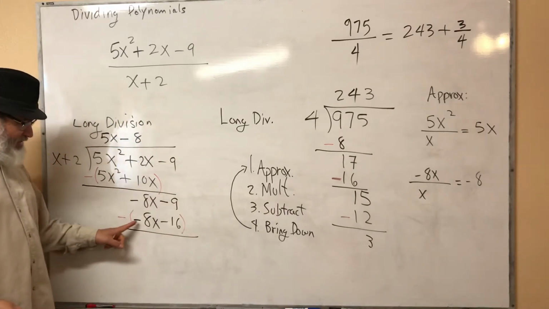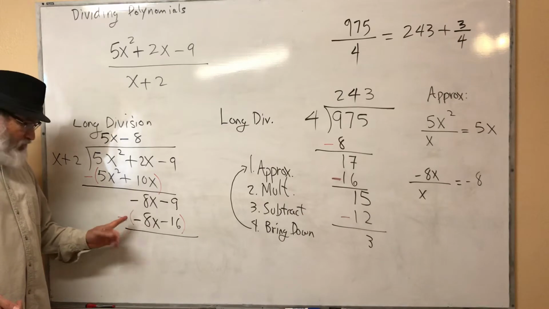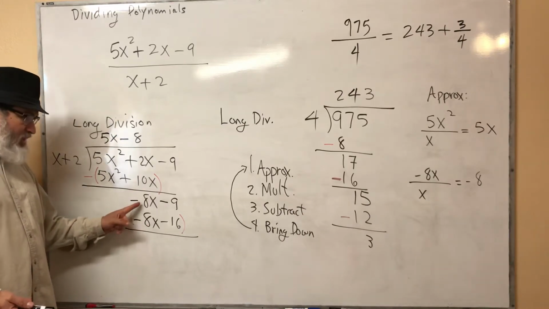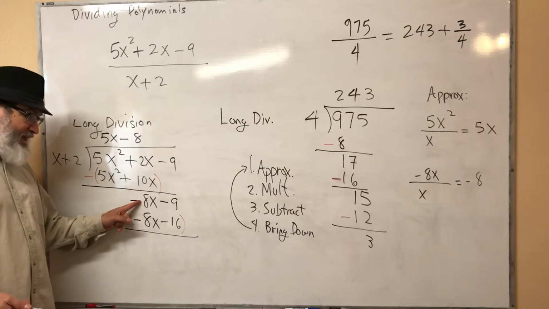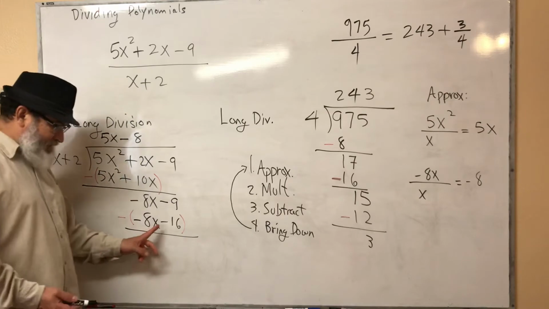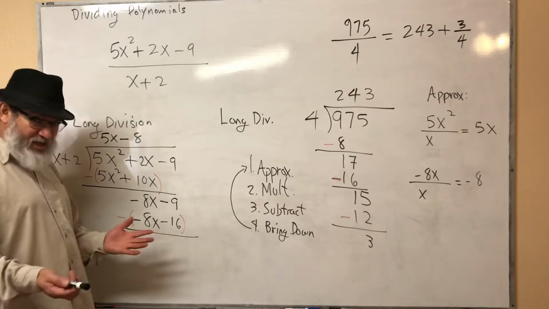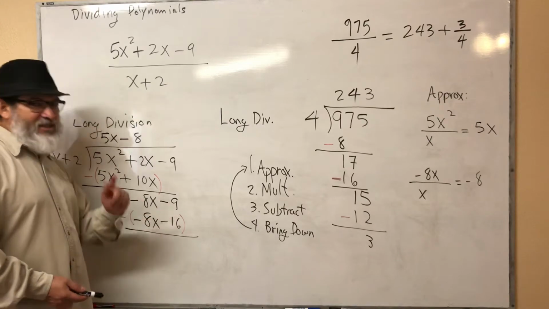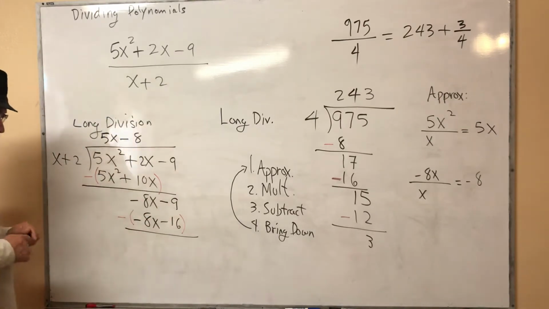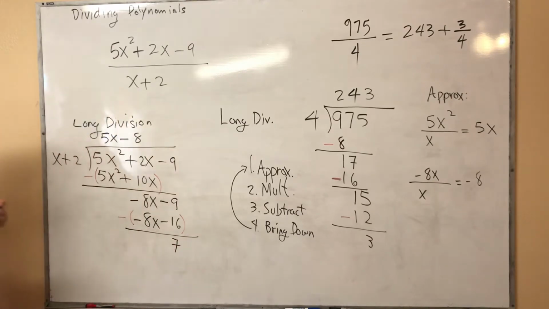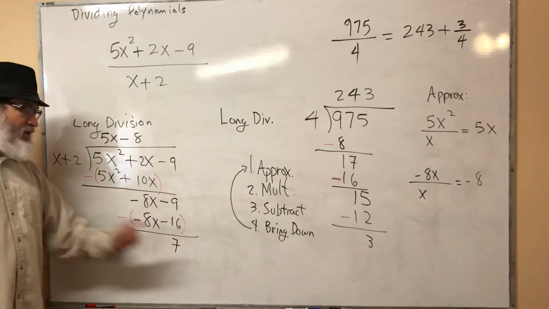A negative times a negative is positive. So this negative 8x becomes positive 8x. So negative 8x plus 8x, 0. This negative 16 becomes positive. So what's negative 9 plus 16? 7. And that's gotta be your remainder.